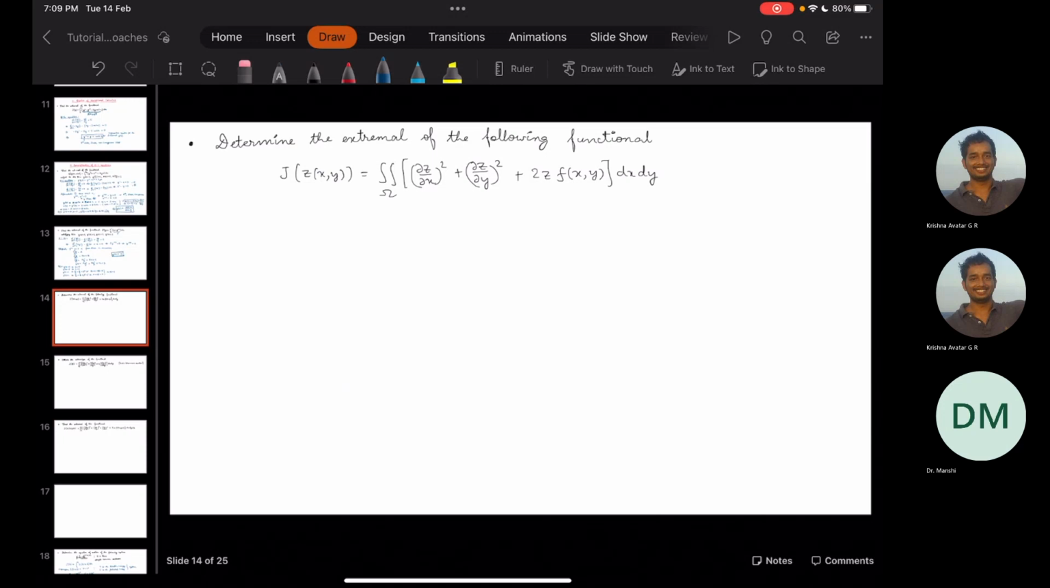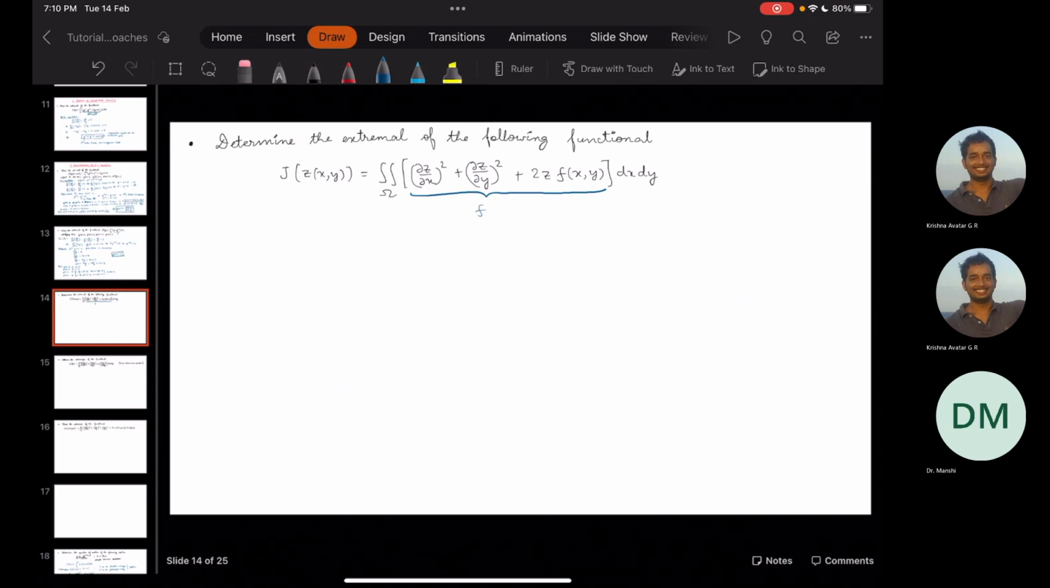Okay, now we have our third problem in line. And this problem asks us to determine the extremal of the following functional. And the functional is J of z x y, and it's a double integral over the domain omega. And we have the functional here as this is our integrand of the function, which is nothing but f.